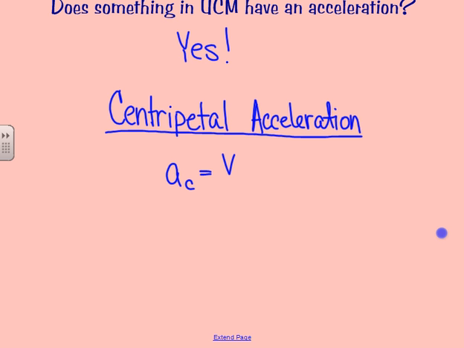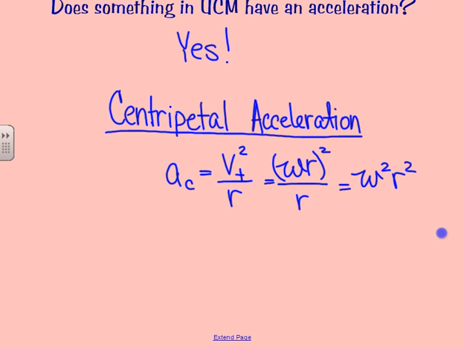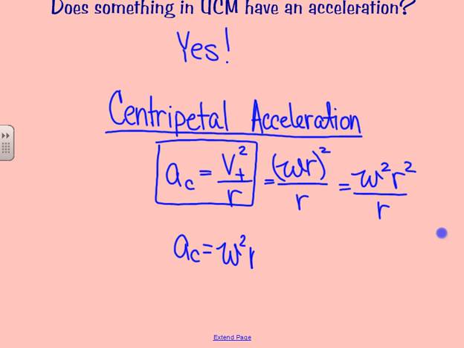Centripetal acceleration is equal to the tangential velocity squared divided by the radius. Well, we know tangential velocity is equal to angular velocity times radius. So I have angular velocity squared times radius squared divided by radius. So really, we have two equations we could use for centripetal acceleration. There's our first one, but we could also use angular speed squared times radius.